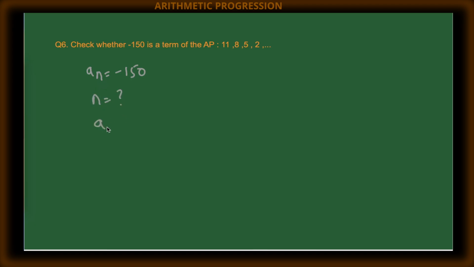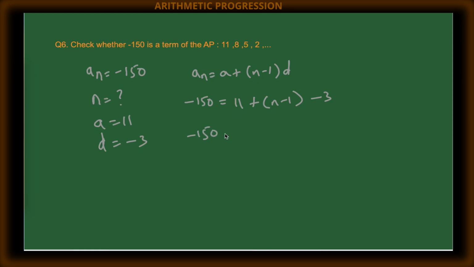Okay, and do we have a? Yes, we have a. Do we have d? Yes, we have d. d you can find here: 8 minus 11, which will be minus 3. Okay, so let's put it here in the formula. an is equal to a plus (n minus 1) into d. So an is minus 150, a is 11, n is the one which we need to find, and d is minus 3. So minus 150, let's bring this 11 here. Minus 11 is equal to (n minus 1) into minus 3.